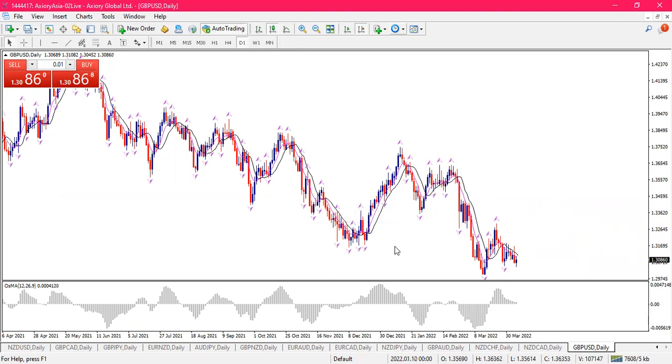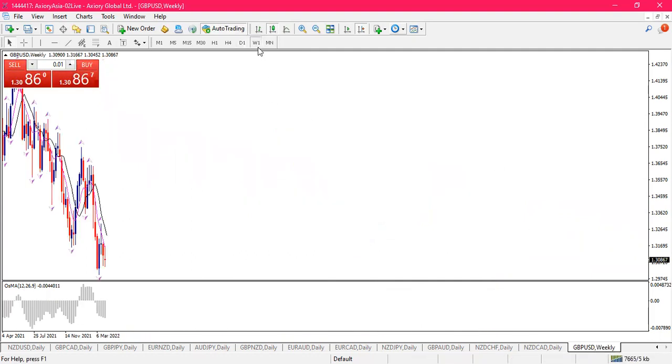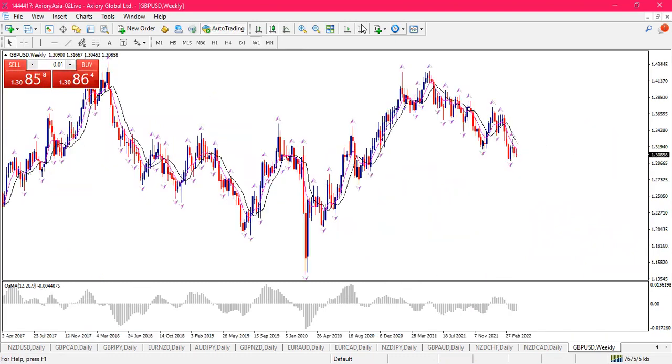Now for the condition for a buy, what you are simply waiting for is a price formation that is above the moving averages, that goes above the moving averages. So here, we can see that there was a crossover around here. Now you also need to take note, when you go up to your weekly time frame, you'll be able to see what is going on in the market.